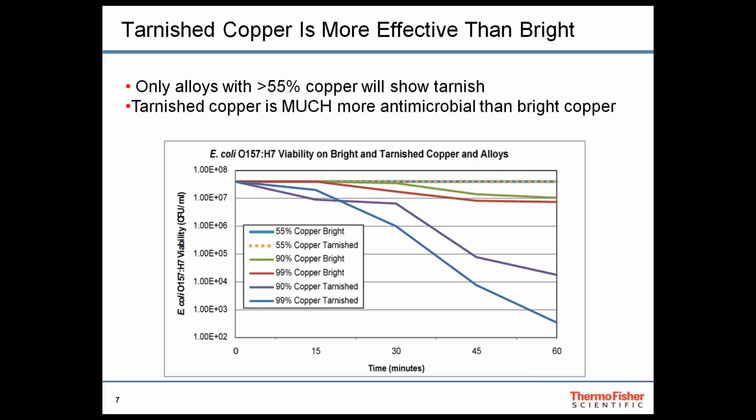And it turns out that tarnished copper is more effective than bright, shiny copper, and only alloys that have more than 55% copper will show tarnish. This graph shows time over 60 minutes, and it shows that 99% copper that has tarnished, shown on the blue line, kills off more than 10 million E. coli much more effectively than the same copper where the tarnish is removed, shown in the red line, which is higher up on the graph, showing no reduction of the E. coli, or very little. And so lower copper content plus no tarnish really decreases the antimicrobial effect.